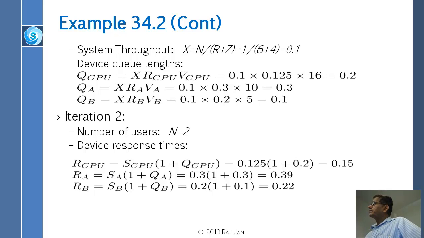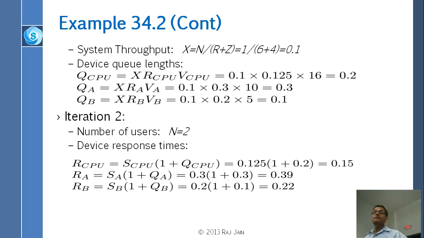Similarly, Q length at disk A with one user would be 0.3, and Q length at disk B with one user would be 0.1. So now we know the Q length with one user. Previously, with 0 users, the Q length was 0. First user came in, we calculate the response time, and we calculate the Q length. All right. Now that we know the Q length for one user, we can calculate everything else for 2 users now.